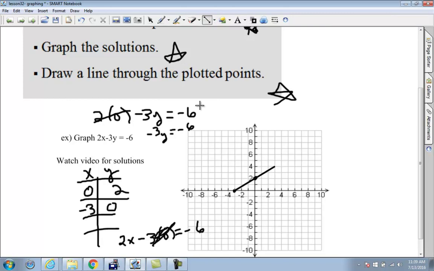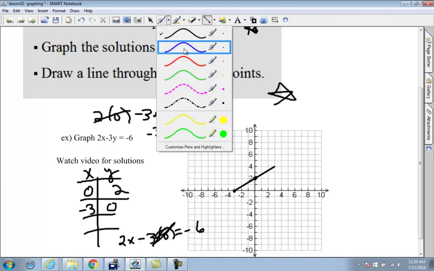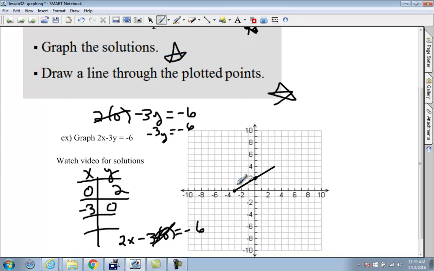And then you might notice something, and I'll do this in another color. You might notice, hey, if I rise 2 and run 3, and then rise 2 and run 3, I'll find another point. And what are the coordinates at that point? Well, let's count it out. 1, 2, 3, 4. 3, 4, aha. So you can visually figure out a third point if you needed to.